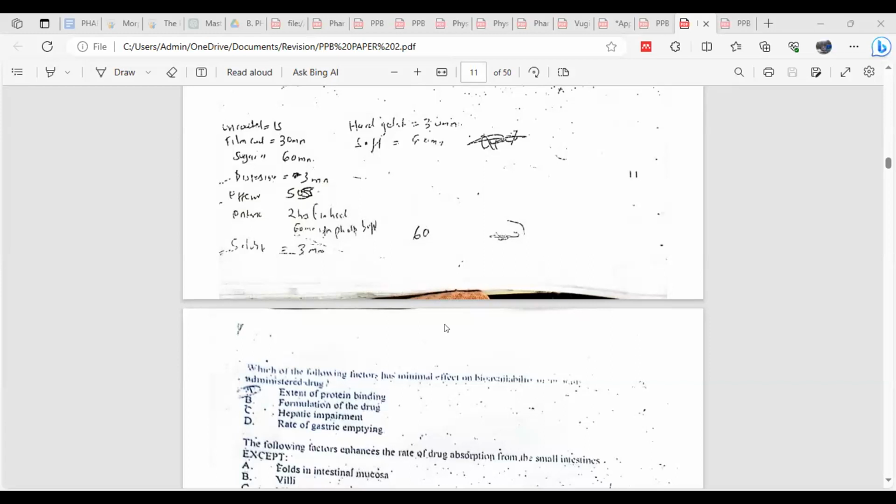Which of the following factors has a minimal effect on bioavailability of the administered drug? Minimal effect. Please.